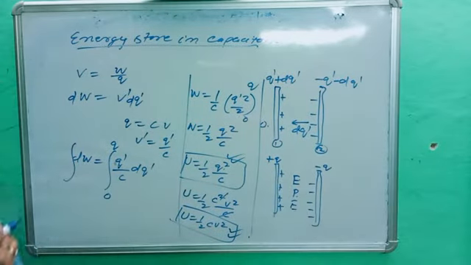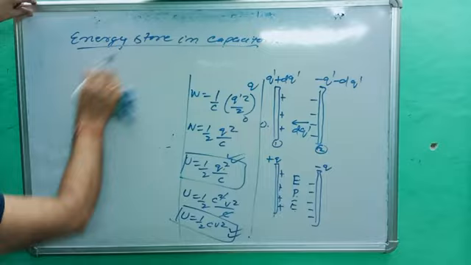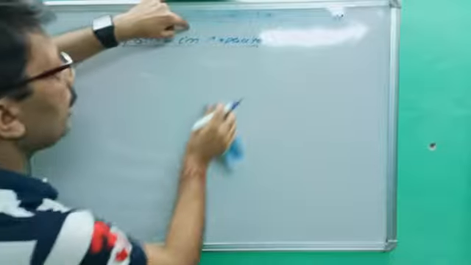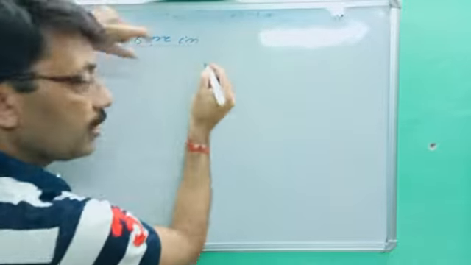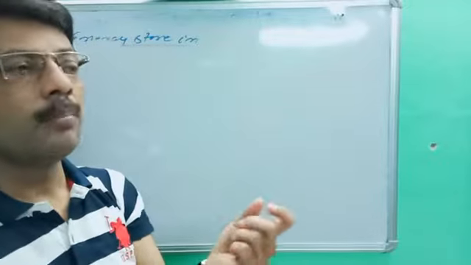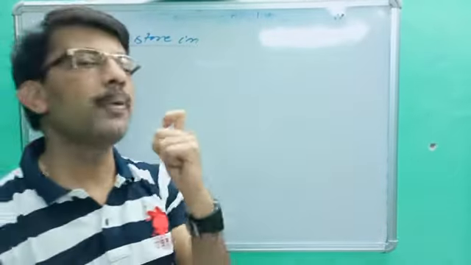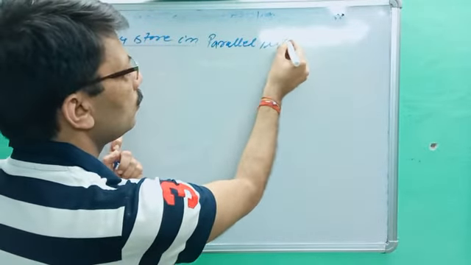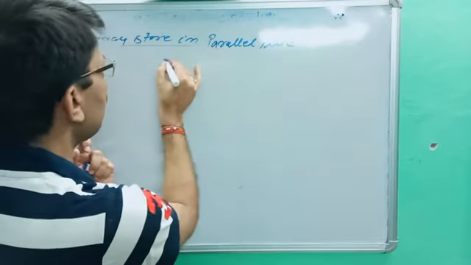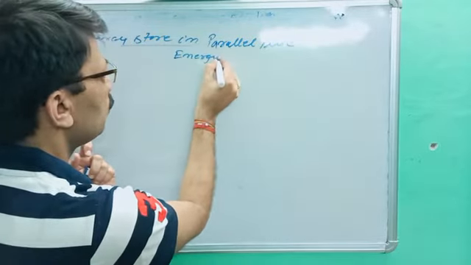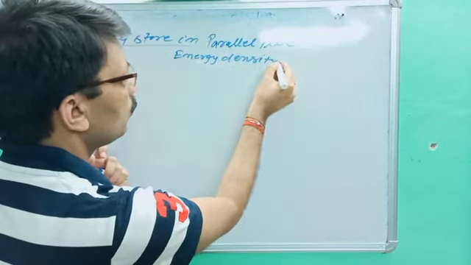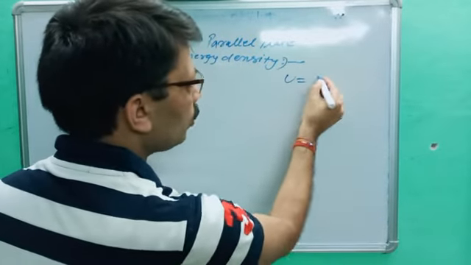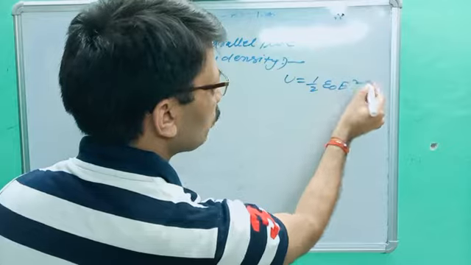One more question is there. Next question is the energy stored in a parallel plate capacitor. Very important. The previous energy was for any capacitor, but now the question is the energy stored in a parallel plate capacitor. In a parallel plate capacitor, this is also called energy density, and it is known as U is equal to 1 upon 2 epsilon naught E square. This is the formula for this one.